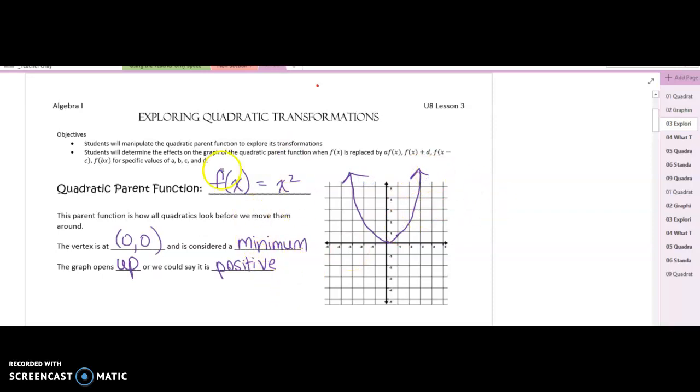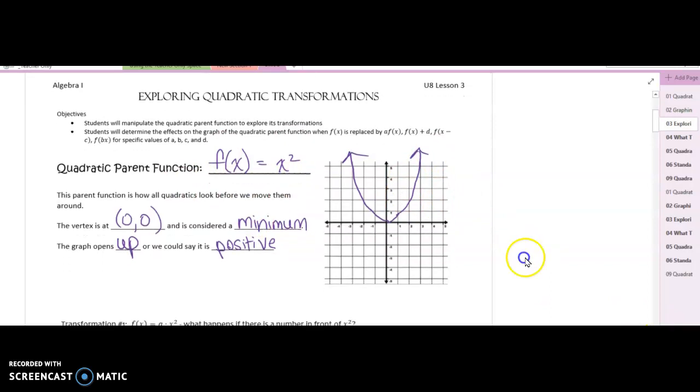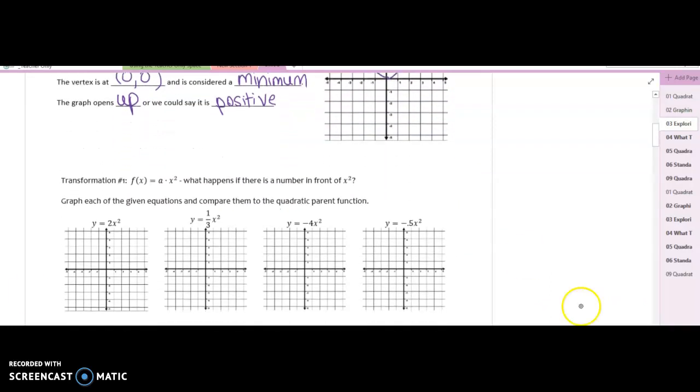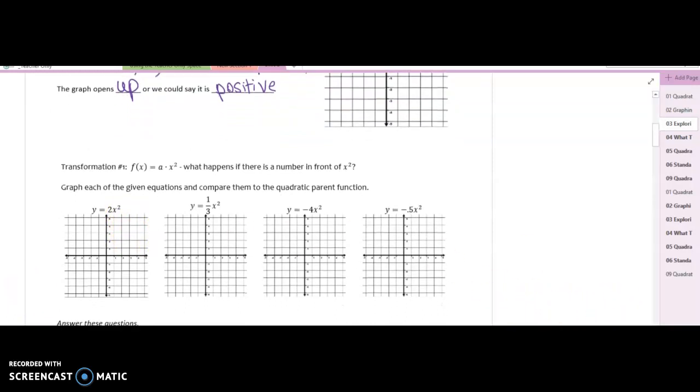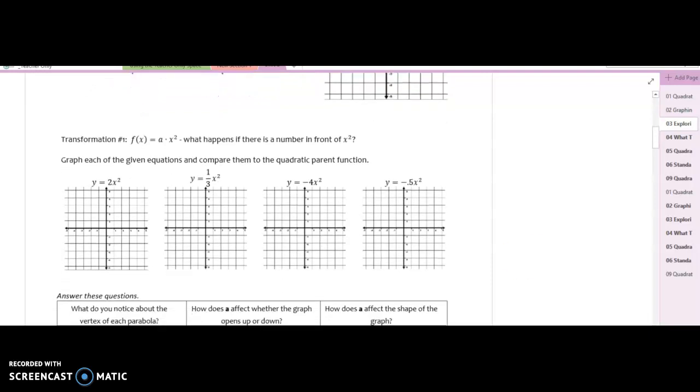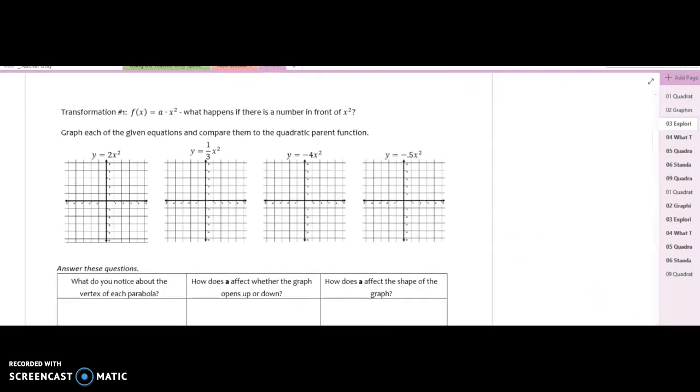Once we start adding some things to it, things start happening to it. It moves around, it transforms. That's what a transformation is. Things change. So we're going to graph each one of these and see what happens to them. We're going to graph y equals 2x squared, y equals 1/3 x squared, y equals negative 4x squared, and y equals negative 0.5 x squared. I don't know if you can barely see that 0.5, but we're going to graph those, okay?